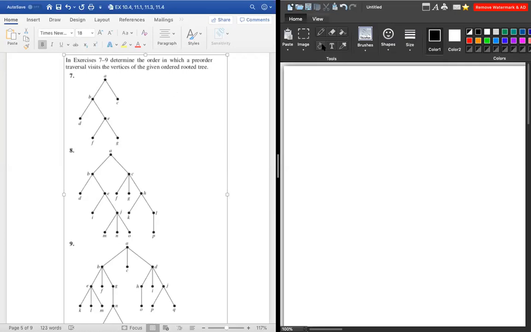So I can just write it here. In the pre-order, we will be visiting node A first, and then node B. Then we will be visiting node D. Then we have E. Then we have F. Then we have G. Then lastly, we will have C.